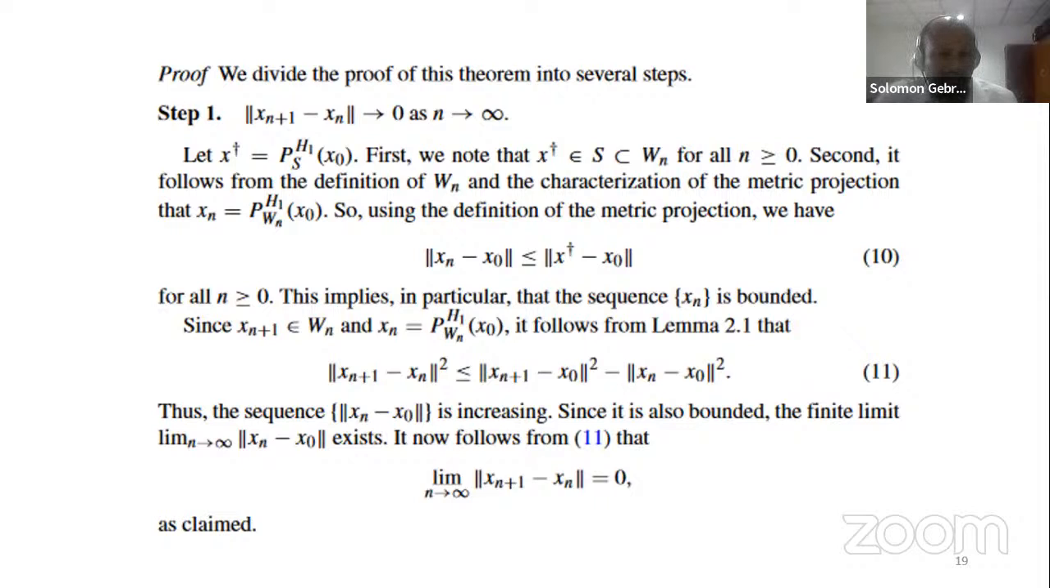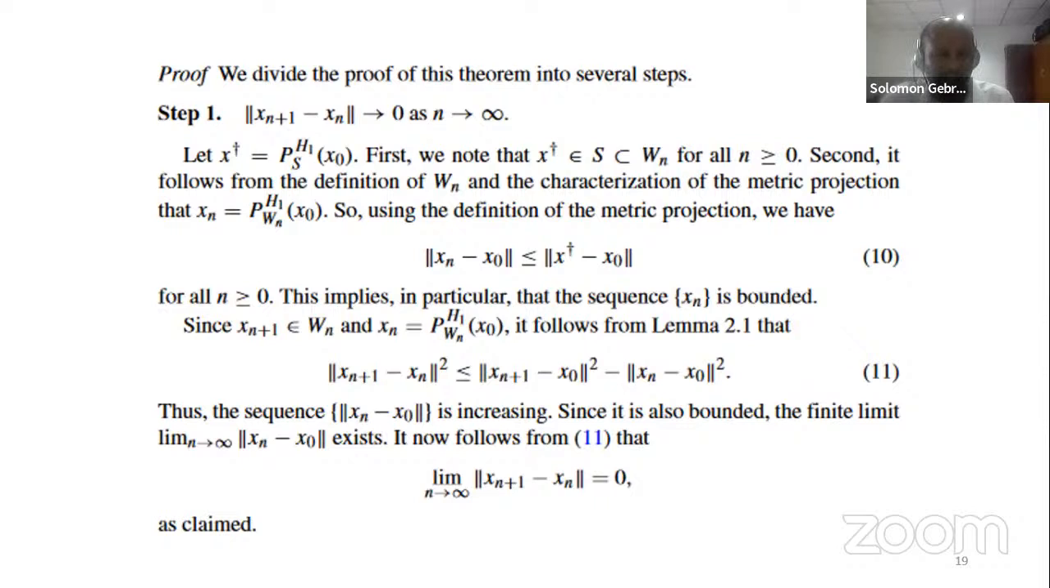Or we can rewrite it in the form: norm of Xn+1 minus Xn squared is less than or equal to norm of X0 minus Xn+1 squared minus norm of X0 minus Xn squared. So we can omit the negative expression on the negative side. Then we can see that the sequence is an increasing sequence. So we have seen it is bounded by using equation 10, and from 11 we have shown it is increasing. Therefore, the limit exists.